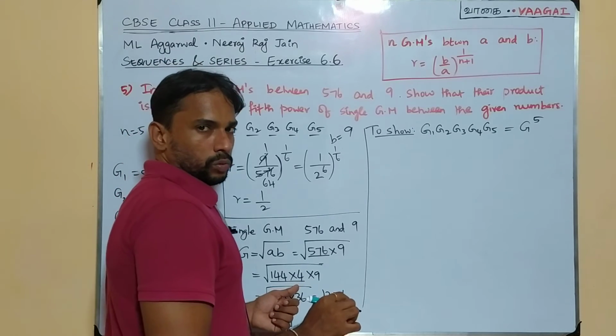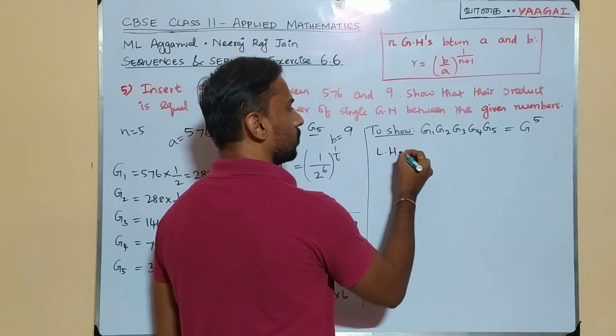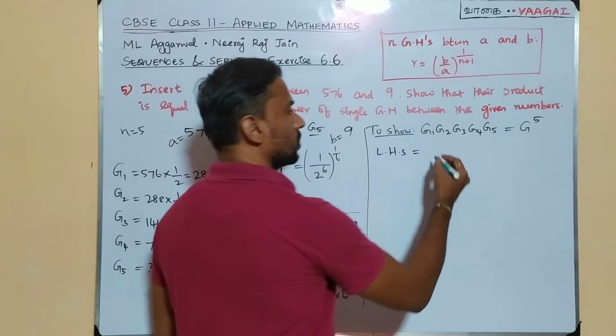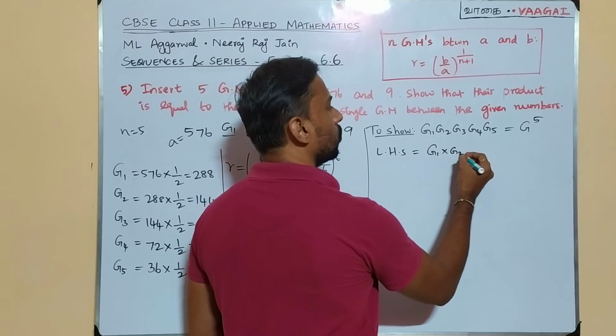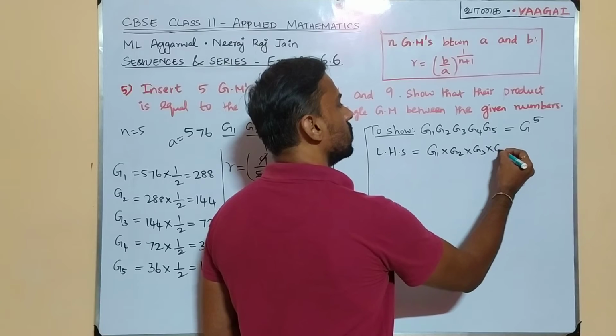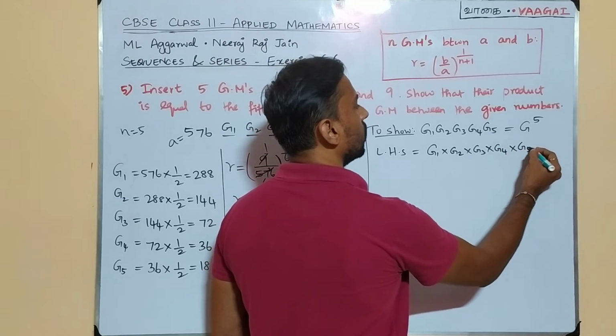Shall we prove this? Okay, we'll start from the left hand side. LHS is going to be what? LHS is G1 into G2 into G3 into G4 into G5. This is what we have on the left hand side, right?